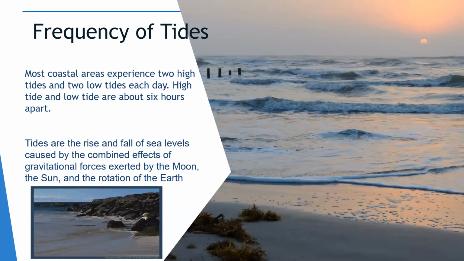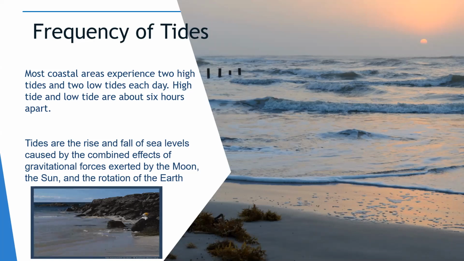Okay, and now the moon also has an effect on the frequency of tides, okay? Most coastal areas experience 2 high tides and 2 low tides each day. High tide and low tide are about 6 hours apart. Tides are the rise and fall of sea levels caused by the combined effects of gravitational forces exerted by the moon, the sun, and the rotation of the earth.